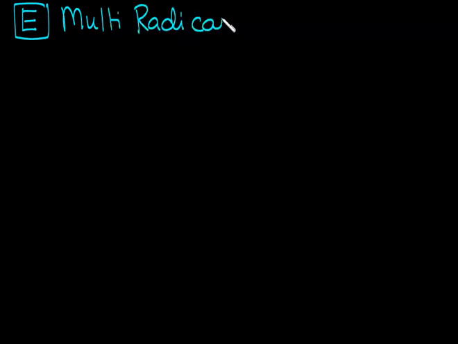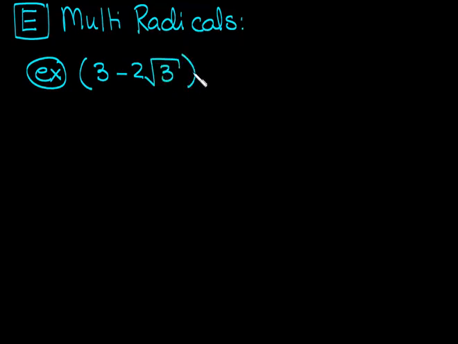So let's take a look at the next topic, which is multiplying radicals. Let's take a look at just a couple examples really quick. Let's say I have 3 minus 2 square root of 3, and then we have 2 minus 3 square root of 4. I'm sorry, not 4. Let's do 6. Okay, so let's do that.